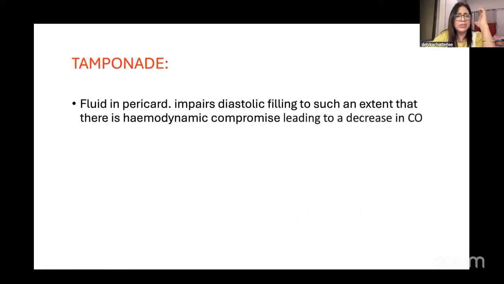So what it is, tamponade is actually a complication of pericardial effusion. There is fluid in the pericardium which impairs the diastolic filling of the ventricle to such an extent that there is hemodynamic compromise, which leads to the decrease in cardiac output.